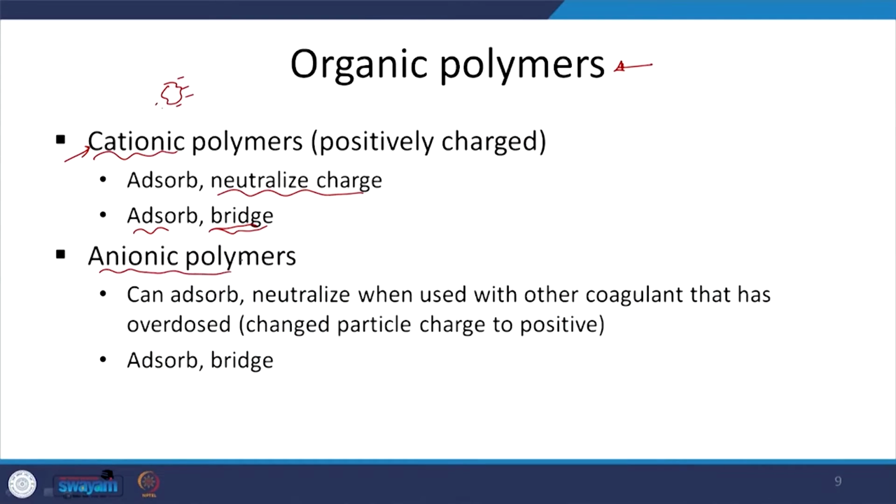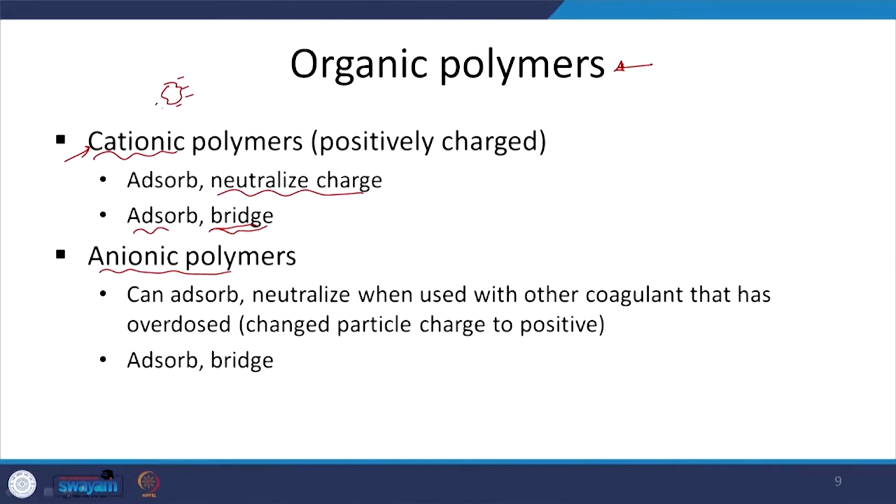You can also have anionic polymers. There are also non-ionic polymers where the primary purpose is to act as a bridging agent, if I may say so, or to promote interparticle bridging. Here we are looking at anionic polymers. So when can we use them? When the other coagulant, let's say a cationic polymer or any other cation itself, has been overdosed.